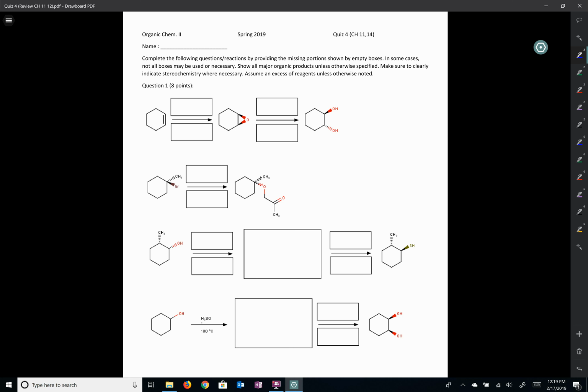Okay, today we're going to look at quiz 4 from Organic Chemistry 2 from spring of 2019. And quiz 4 is basically a review of chapters 11, 12, and 14. So let's take a look at page 1 here with these questions and see if we can fill in some of these blanks.